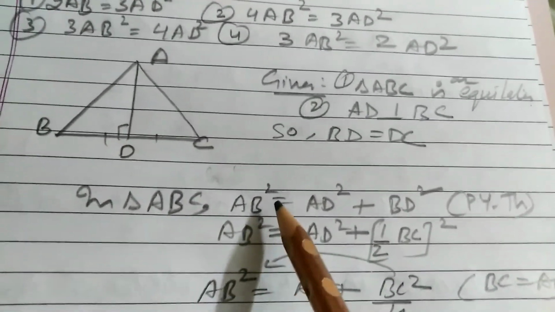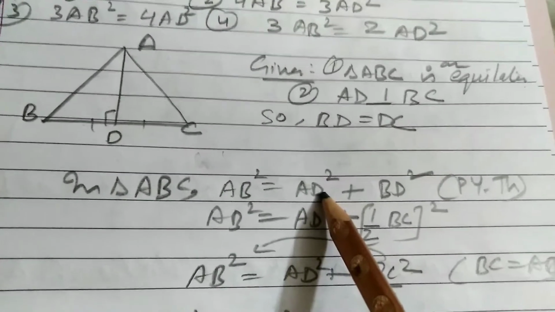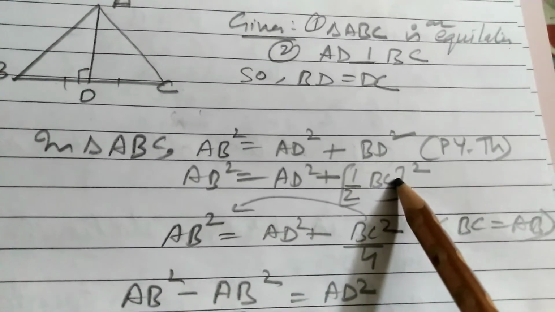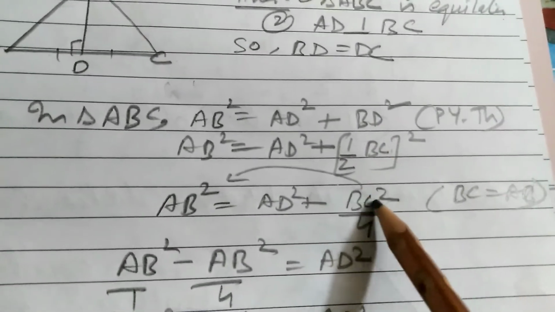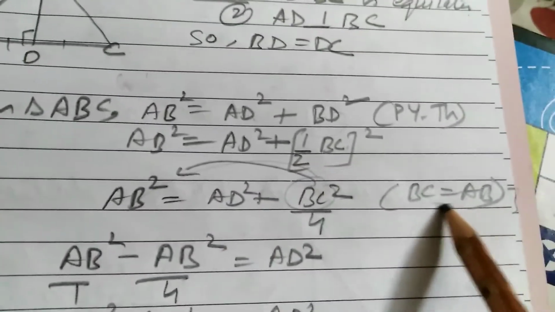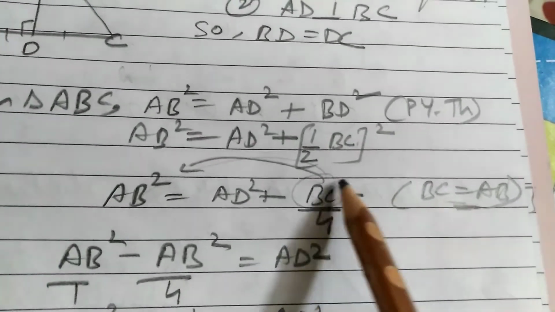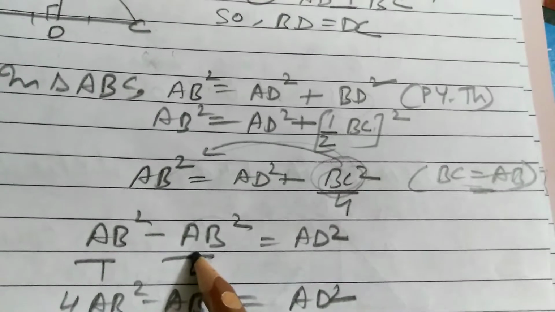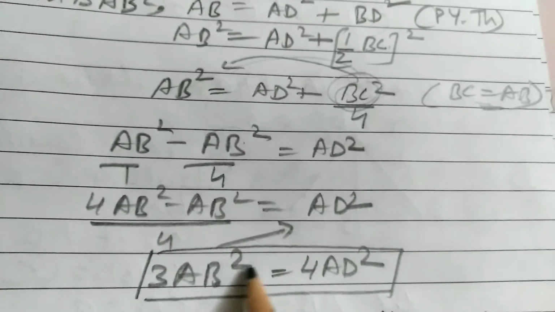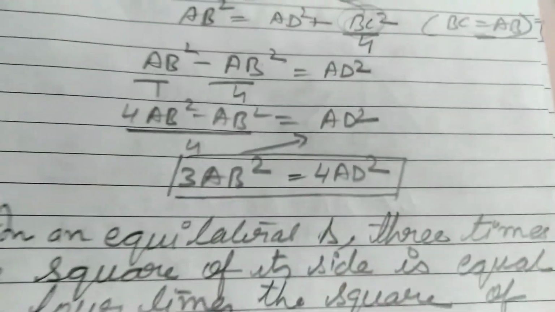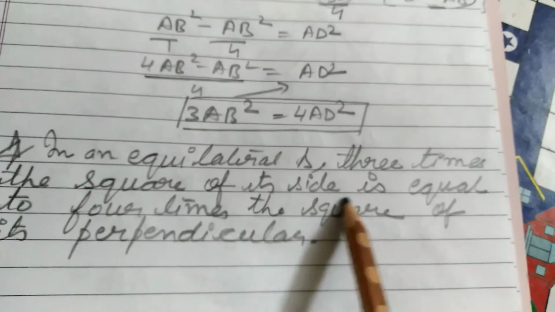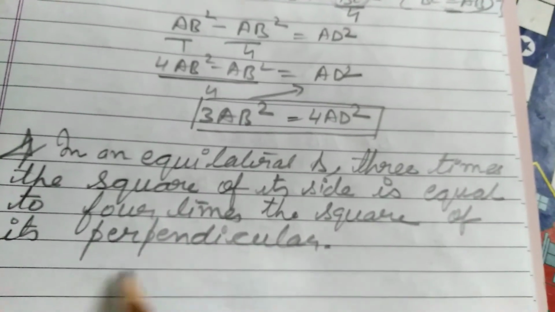So we'll start with any one triangle. AB square is equal to AD square plus BD square. BD can be written as half of BC, so BC square by 4. We'll shift BC to this side. BC and AB will be equal because it is an equilateral triangle, so in place of BC we can write AB. Shifting to this side and taking the LCM, 4AB square minus AB square will give 3AB square equals 4AD square. So remember this result: in an equilateral triangle, 3 times the square of its side is equal to 4 times the square of its perpendicular.